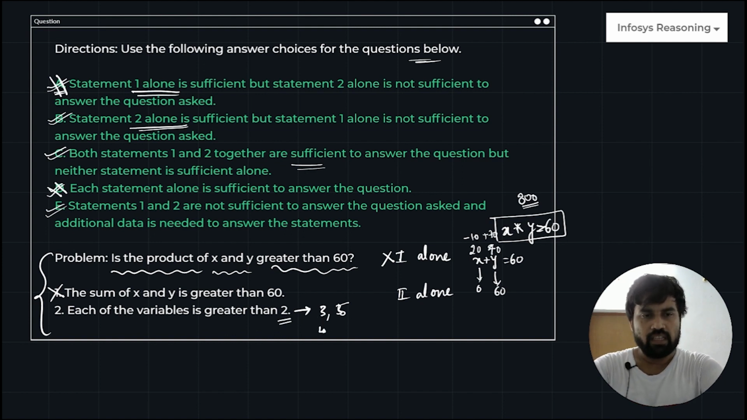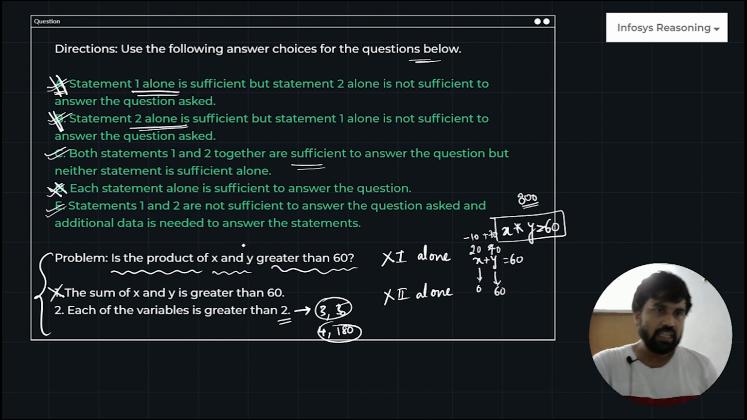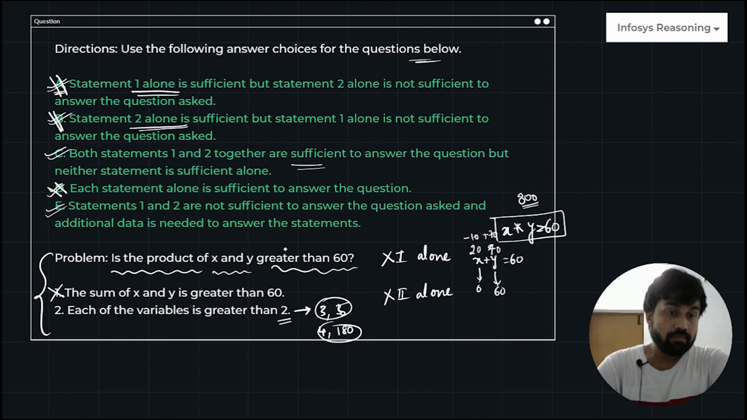Or I can say 4, 180. So both are greater than 2, right? So 4 180s are more than 60. I don't know what the answer is, but it is more than 60. So sometimes I am getting less than 60, sometimes more than 60. So statement 2 alone is also not sufficient. So if statement 2 is also not sufficient, option B got eliminated. So according to the flow diagram of data sufficiency or DS, we can choose either C or D.